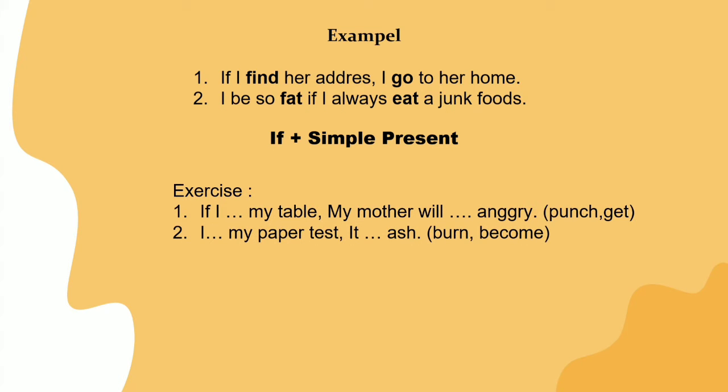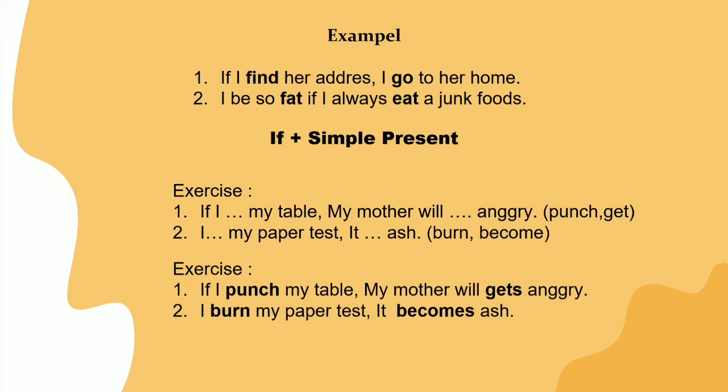Go to the exercise. If I blah blah blah my table, my mother will blah blah blah angry. We use the words punch and get. So if I punch my table, my mother will get angry. Number two, I blah blah blah my paper test. It blah blah blah s. We use the words burn and become. So the answer is I burn my paper test, it becomes s. So like this.